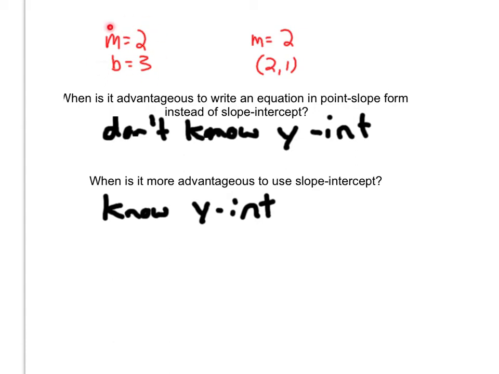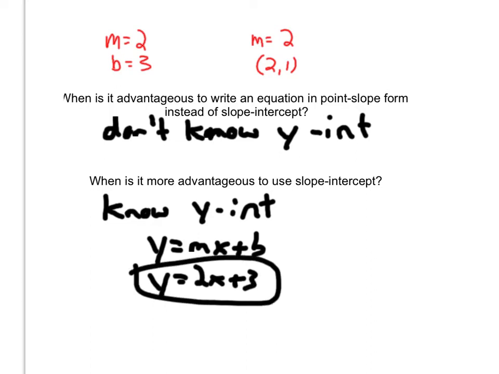So this one over here, I can easily write this in slope intercept form. It's y equals mx plus b. And I know my m and my b, so I just plug them in. Y equals 2x plus 3. And I'm done. There's nothing else to it.